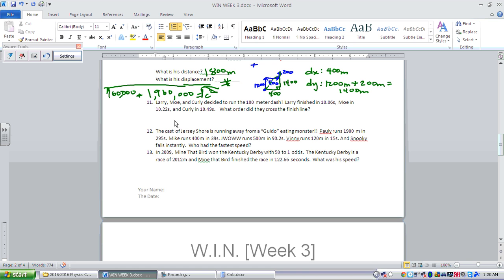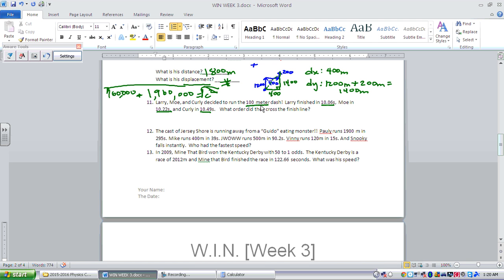Okay, so number 11, Larry, Mo, and Curly decided to run the 100-meter dash. Larry finished in 10.06 seconds. Again, 100 meters is going to be important, so we'll underline that. Larry finishes in 10.6 seconds, Mo is 10.22, and Curly is 10.49 seconds.